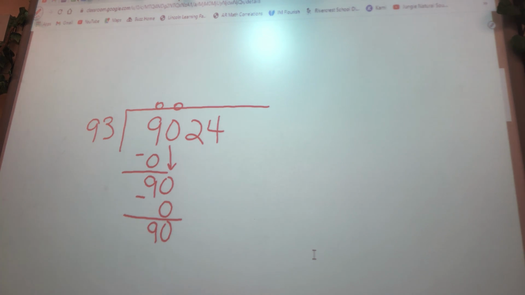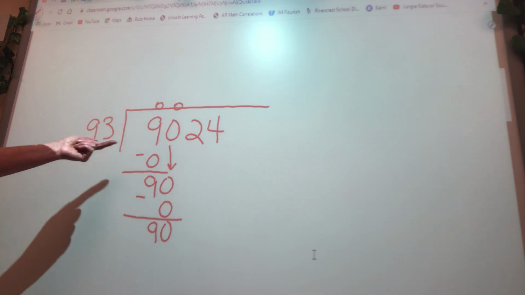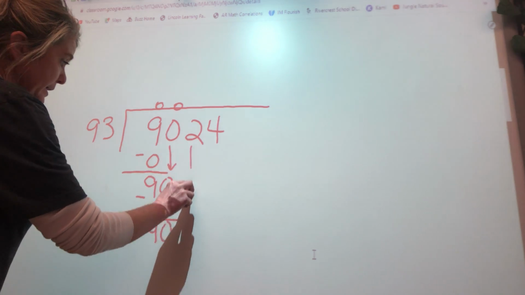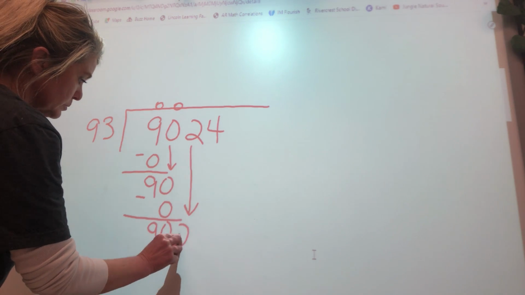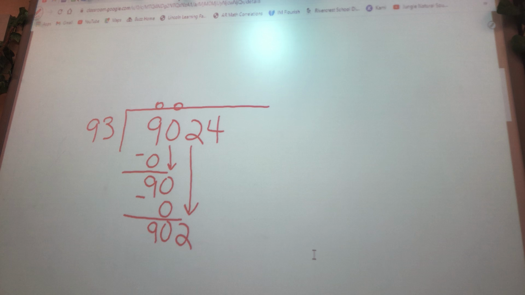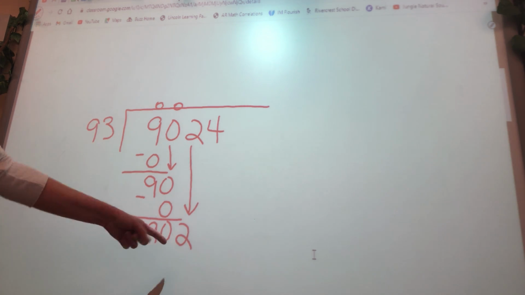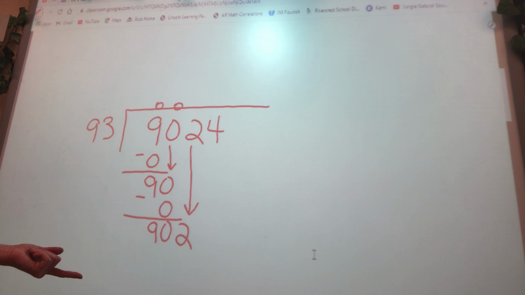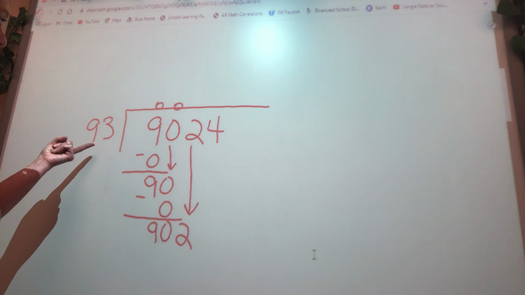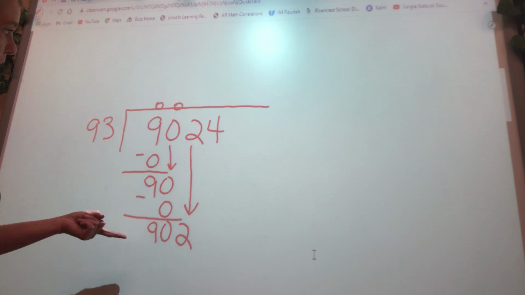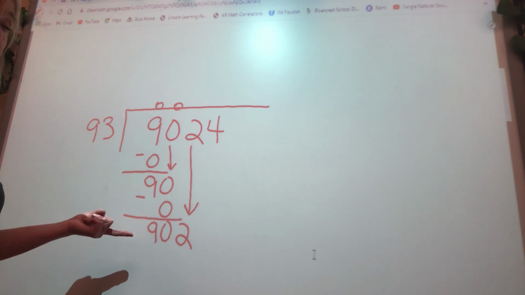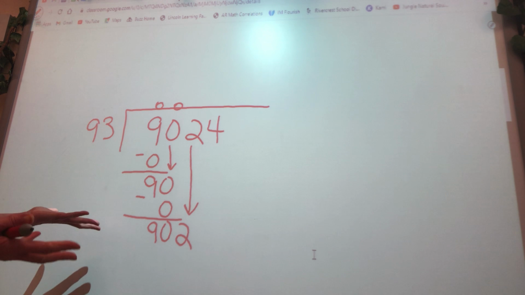And just like when we were doing single digit, we brought that next number down, and that's exactly what we do with double digit. All right, 93. It will go into 902, won't it? And I know from quick math, if I multiplied 93 times 10, that would give me 930. So that's a little too big, isn't it? So I'll try it times a 9.